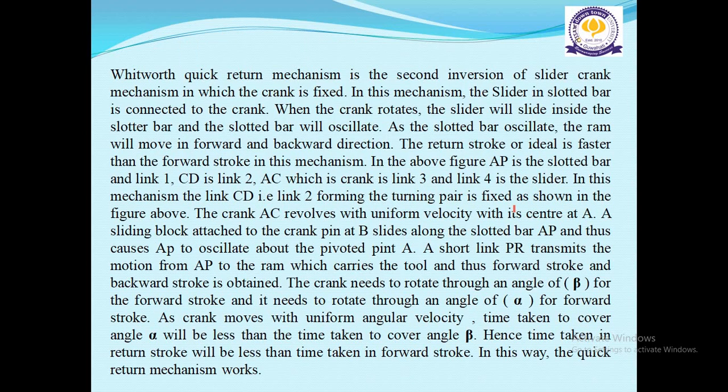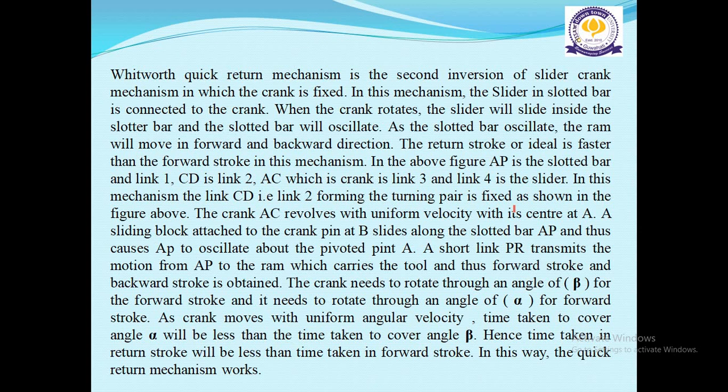In this mechanism, the link CD, that is link 2, forming the turning pair, is fixed as shown in the figure. The crank AC revolves with uniform velocity with its center at A. A sliding block attached to the crank pin at B slides along the slotted bar AP and thus causes AP to oscillate about the pivoted point A. A short link PR transmits the motion from AP to the ram, which carries the tool, and thus forward stroke and backward stroke is obtained.